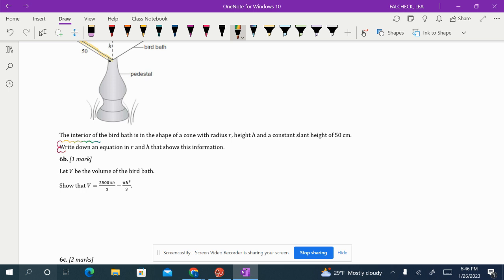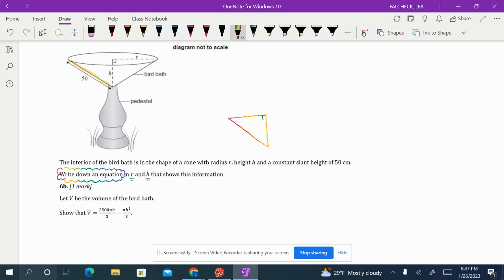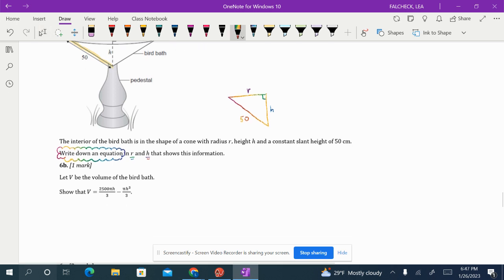So we are writing down an equation in R and H that shows this information. We know that if the height is here, the radius is here, and there's a constant slant height of 50 centimeters, and this is a right angle, then the relationship between all three of these things is going to be the Pythagorean theorem. So we would just write R squared plus h squared is equal to 50 squared.